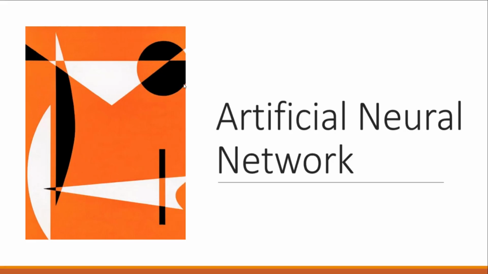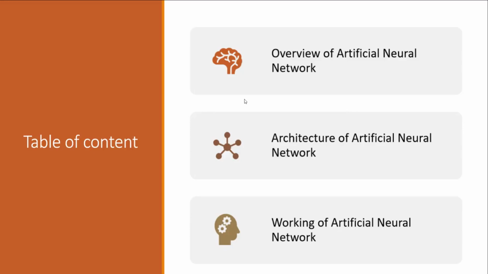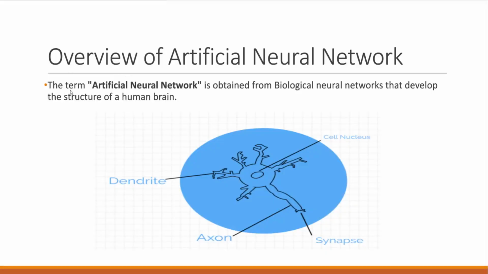Hello everyone. In this section we will discuss artificial neural network. So here is the following table of contents. First we will discuss an overview of artificial neural network, and then we will discuss the architecture of artificial neural network. In the end we will discuss how an artificial neural network works. So first we will discuss the overview of artificial neural network.